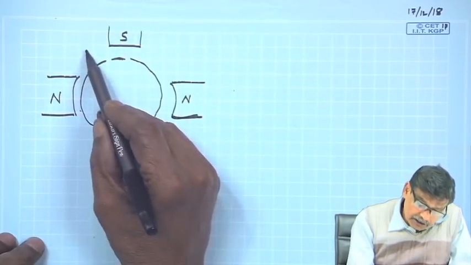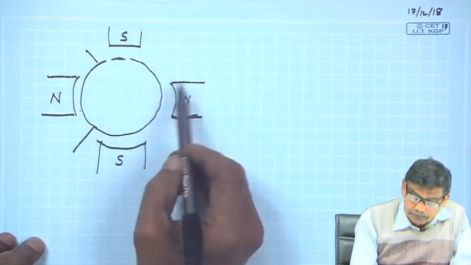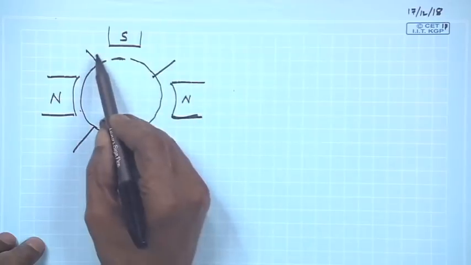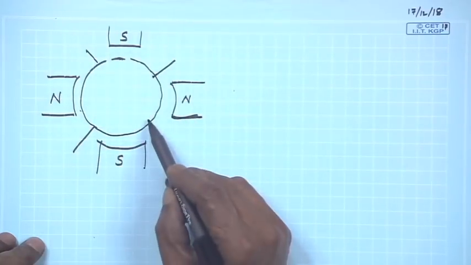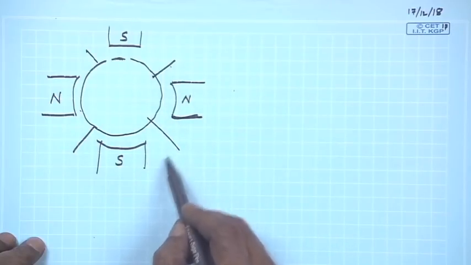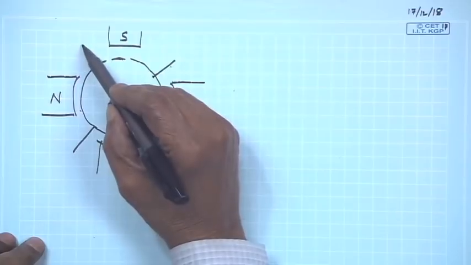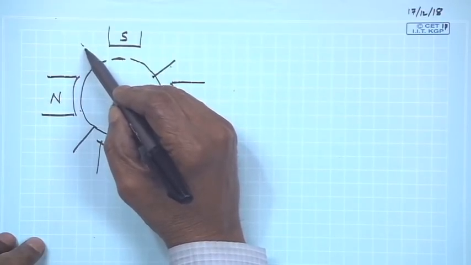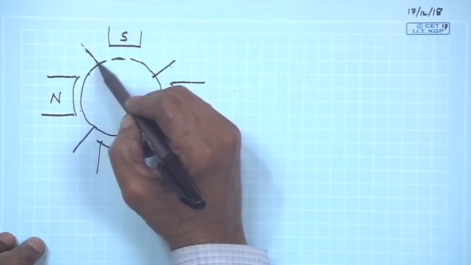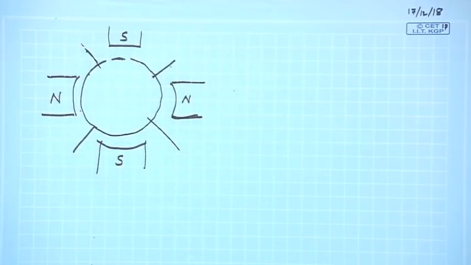Therefore, one quarter of this will be under the influence of the north pole, the next quarter will be under the influence of the south pole, the next quarter under the north pole, and this is once again under the influence of the south pole. These lines are the neutral positions where the north to south transition takes place. Here the flux density will be 0, the fundamental component of flux density.